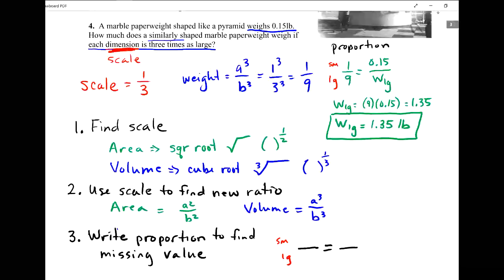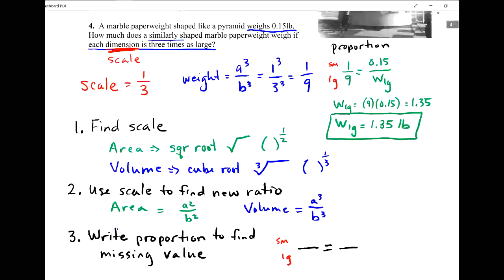Once you have your scale, you find the new ratio that you want. So if it's an area ratio that we're looking for, we square the scale. If it's a volume ratio we're looking for, we cube the scale. So figure out which one of those you're looking for. And then we use that value to write a proportion. Make sure that you label it if it's small to large, or figure 1 to figure 2, or if it's large to small. That will help you. And then your known ratio goes in here, and you're comparing it to what you're given and what you want.